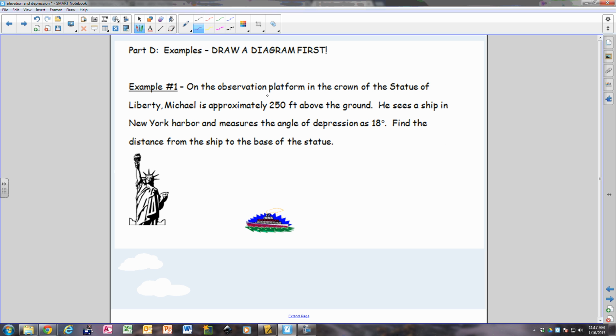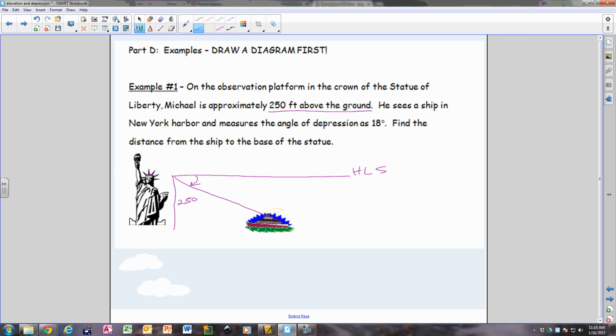So on the observation platform in the crown of the Statue of Liberty, Michael is approximately 250 feet above ground. So if he's in the crown, he's right here. He is 250 feet above ground. So this piece here is 250. He sees a ship in the New York harbor. So here's the ship he sees. So think about it. Michael's here. He has this horizontal line of sight that he has to look out across. Okay, so he has to look down to see that ship.